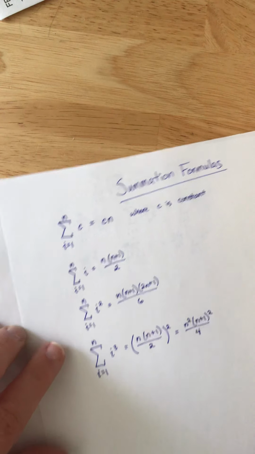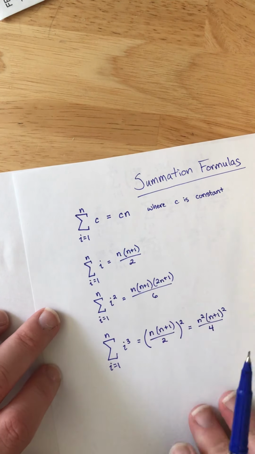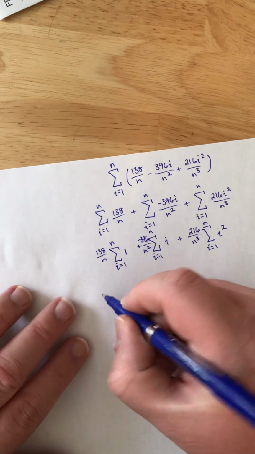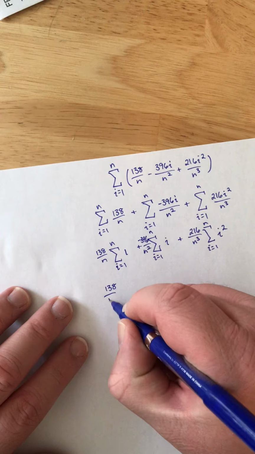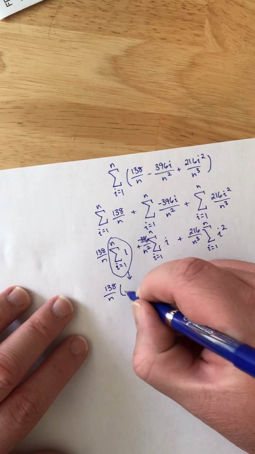All right, at this point, it would be helpful to know some summation formulas. Good thing they're on our notes. I wrote them all down. So if we just have a constant, we're going to multiply by n. Notice that's what I have in this first case. So I'm going to take 138 over n, and this summation right here just turns into plain old n.